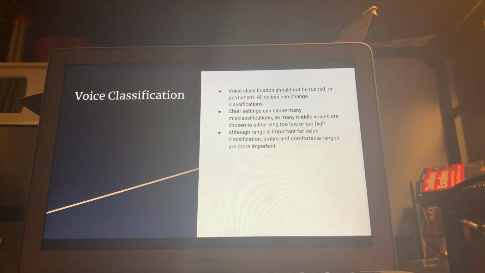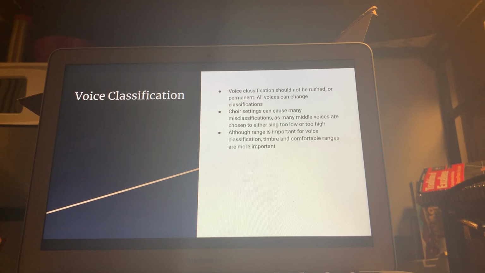Or they are a baritone, and they are put on tenor, and they are supposed to sing very, very high parts and high notes that they cannot make. And so they both are bad, but the book also explains that having someone sing too high is almost more damaging than singing too low. So these misclassifications in choir settings can cause a lot of problems.